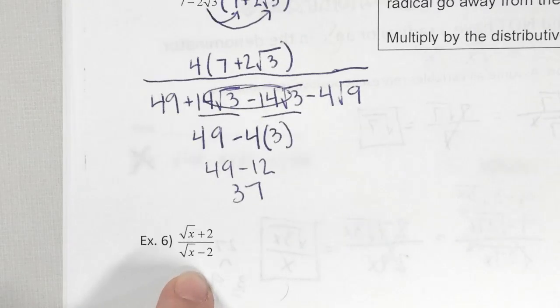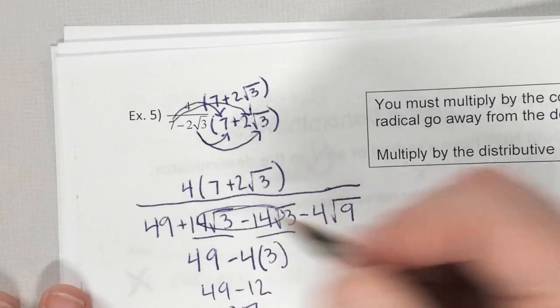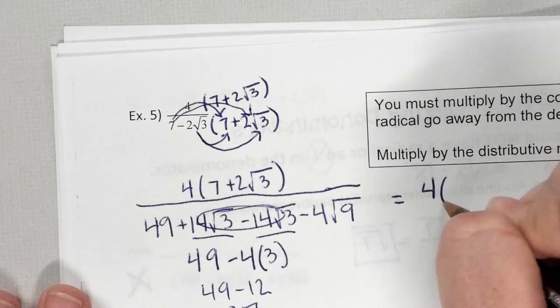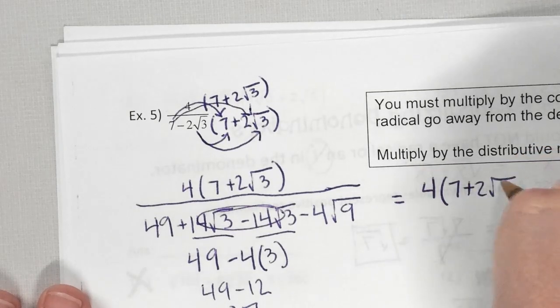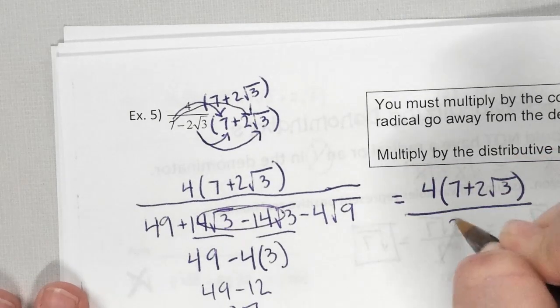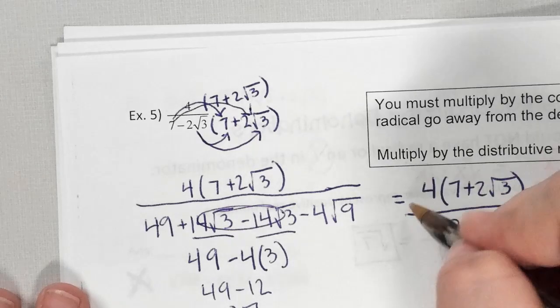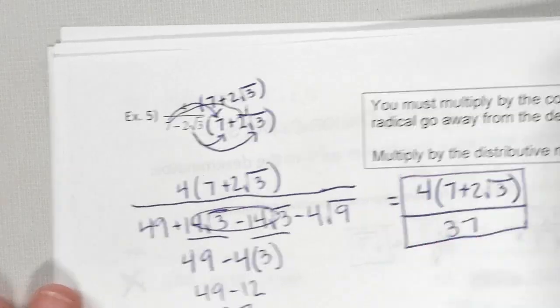Okay, but if it doesn't have an x, you can. Okay, so knowing that, I have 4 times 7 plus 2 root 3 over 37. And 4 over 37 does not simplify, so you can leave it like this.